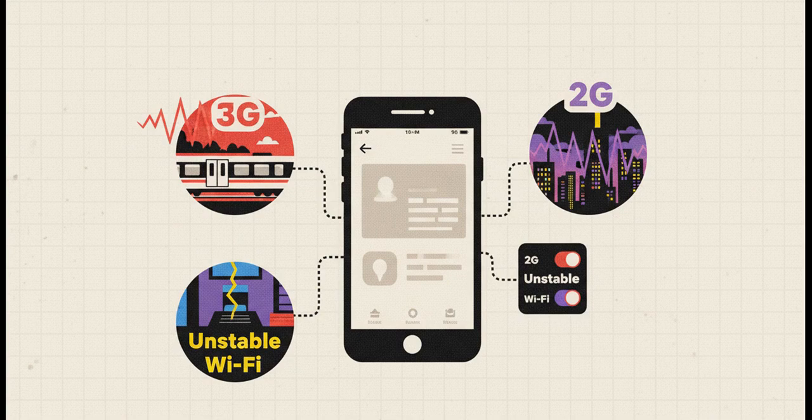And let's be real, your users are not always sitting next to a perfect Wi-Fi router. They're in a crowded subway with spotty 3G or in a basement with like 1 bar of service. Network simulation lets you test exactly how your app performs in those terrible conditions, so you can make sure it's solid for everyone, everywhere.